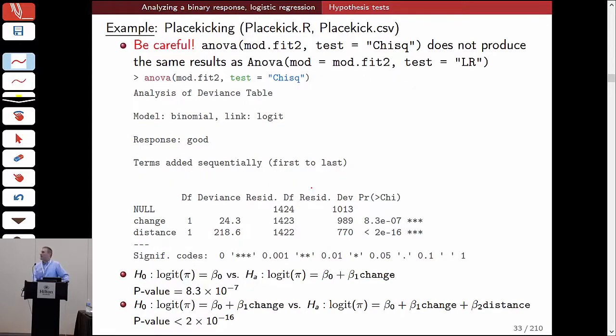Now be careful. These two functions don't have the same syntax. And sometimes I see people mix that up. And if you do that, you can actually get a wrong result. I'll let you read this slide on your own, but I do want to point out that if you mix up the syntaxes, you may not get a correct result.